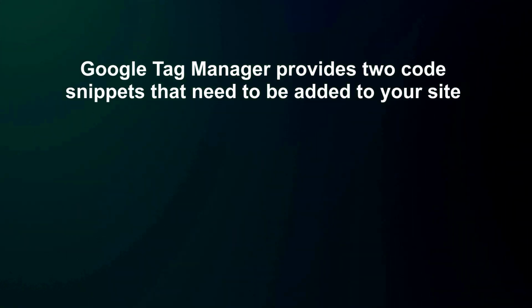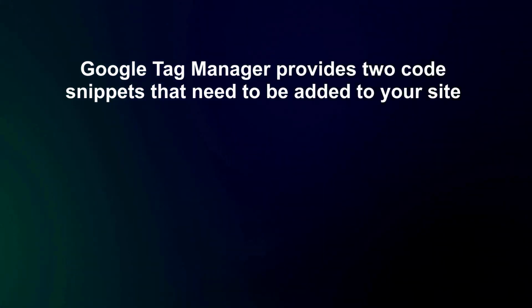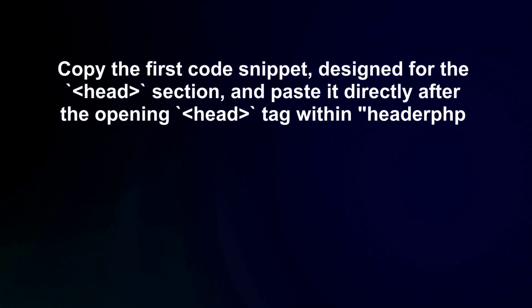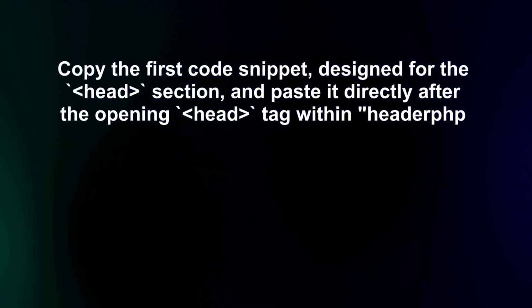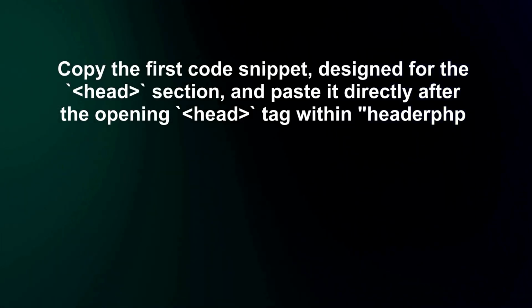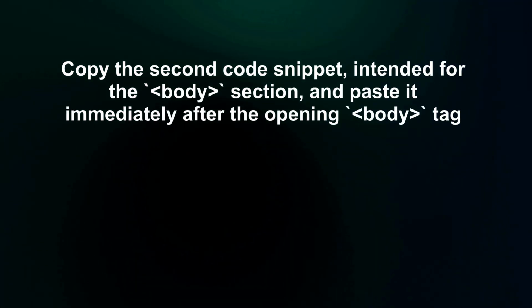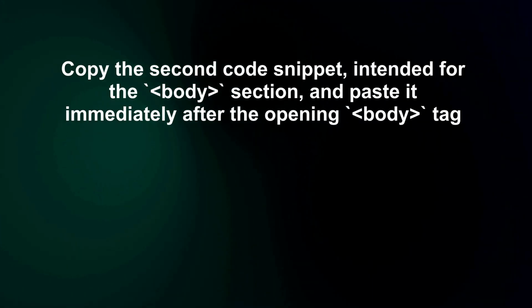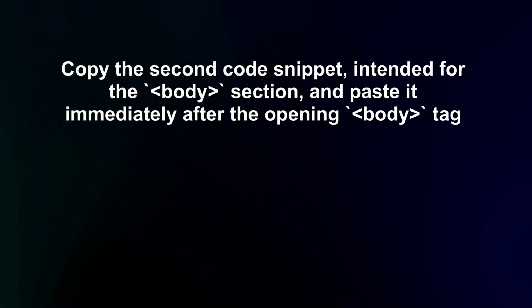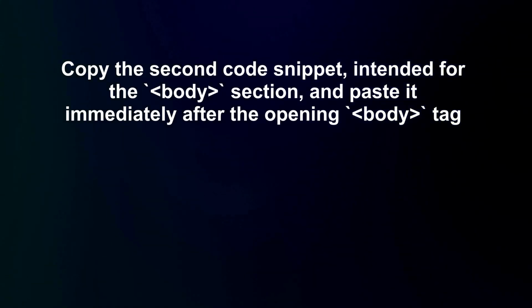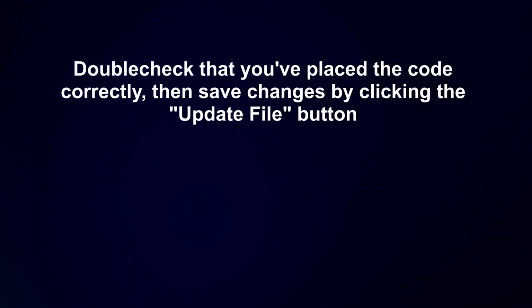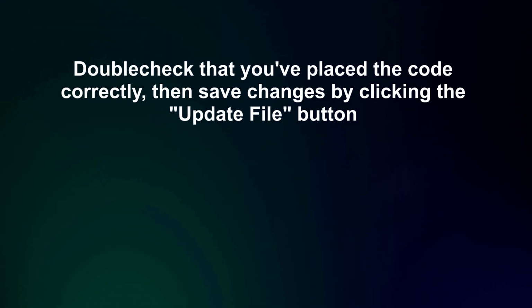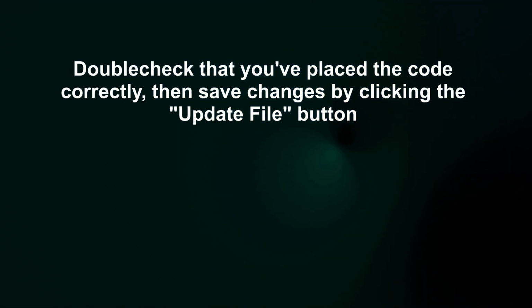Google Tag Manager provides two code snippets that need to be added to your site. Copy the first code snippet, designed for the head section, and paste it directly after the opening head tag within header. Copy the second code snippet, intended for the body section, and paste it immediately after the opening body tag. Double check that you've placed the code correctly, then save changes by clicking the Update File button.